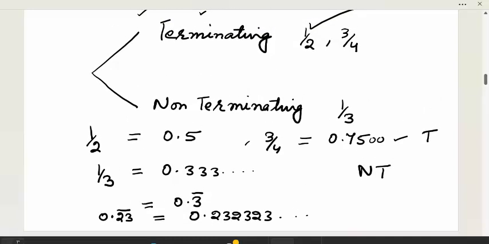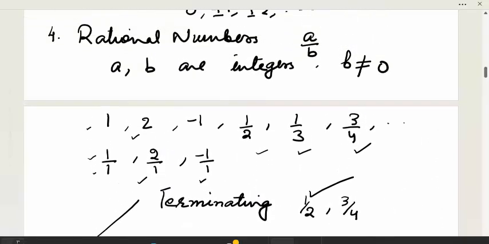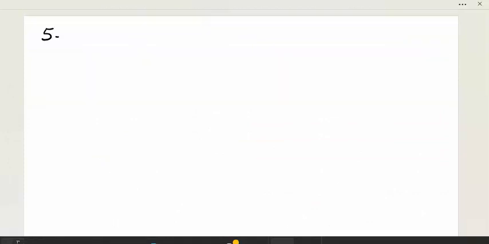We move on to the next type of number, irrational numbers. So we come to irrational numbers. What are irrational numbers?